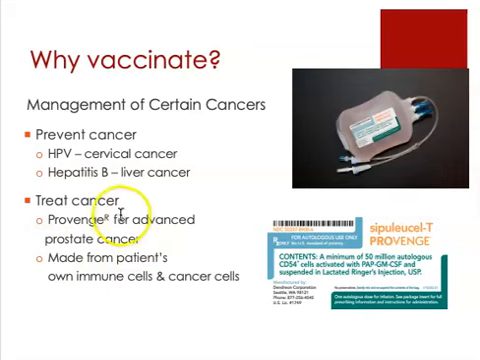A good example of this is a product called Provenge, which is on the market as a treatment for advanced prostate cancer. You're looking at the label from the Provenge product over here, and also what this product looks like in terms of the infusion equipment.